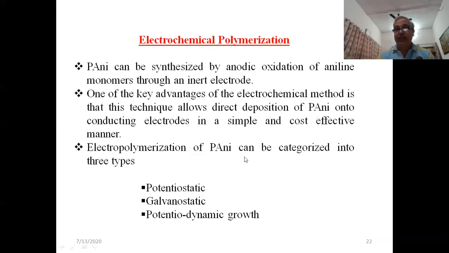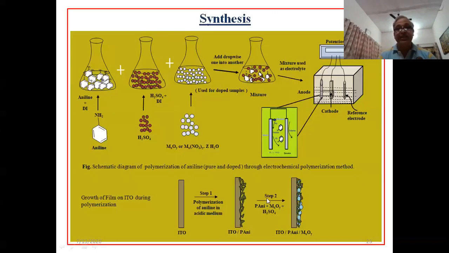Electropolymerization of polyaniline can be categorized into three types. Potentiostatic means the potential is constant, galvanostatic means the current is constant, and potentiodynamic means the potential is varying. This is the synthesis of polyaniline by using electrochemical methods.